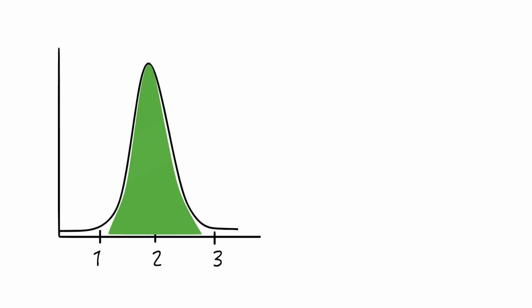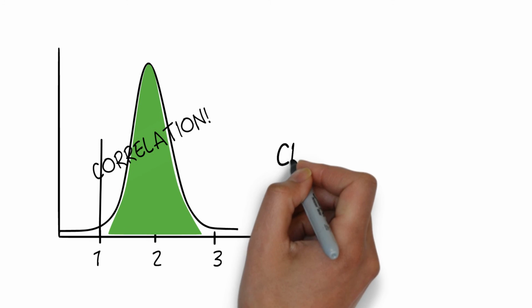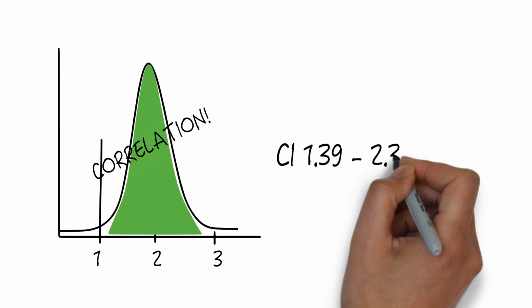In this second graph, with the same odds ratio, the confidence interval does not include number 1. It varies between 1.39 and 2.31, and this will be statistically significant.